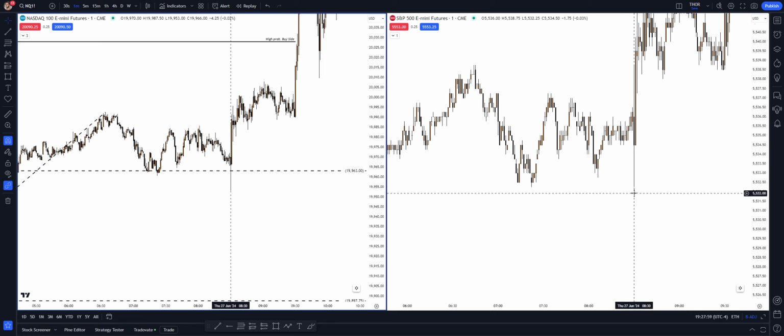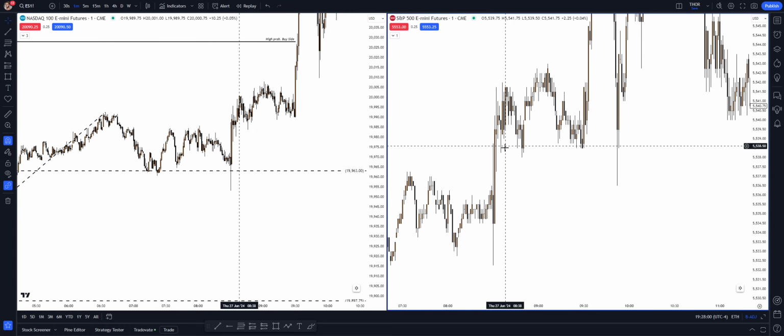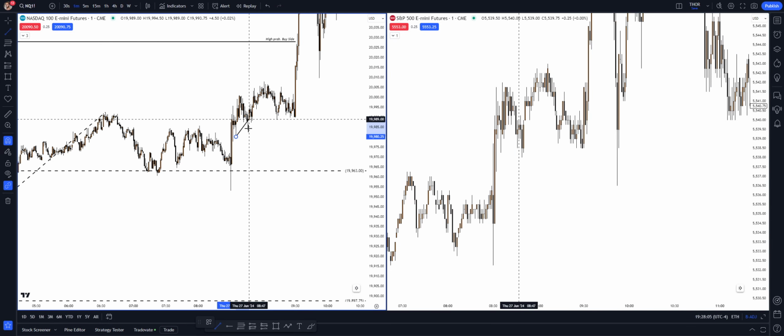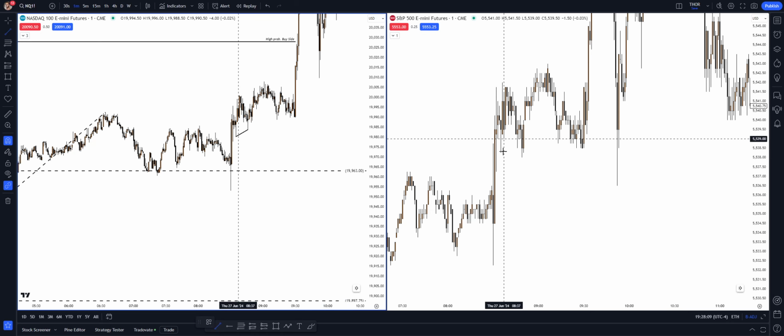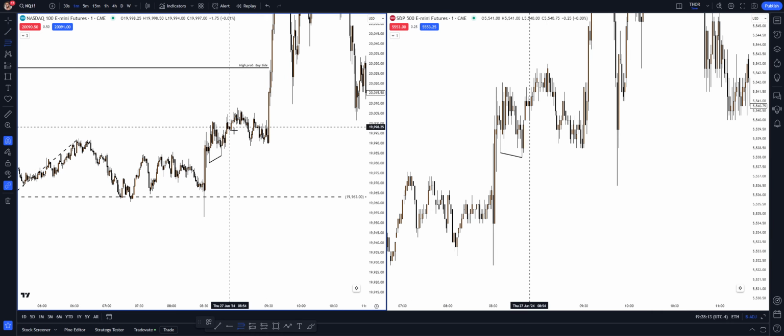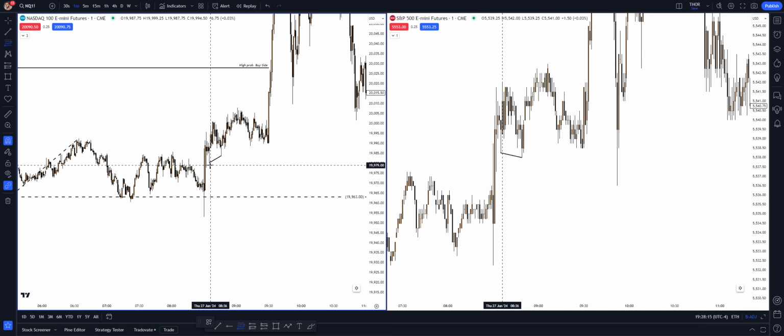Did not form. It didn't form there. It formed here. So after 8:30 delivery, the bullish divergence. Then we have the highs here. This is the mistake I made during the live stream. I didn't take it from here.